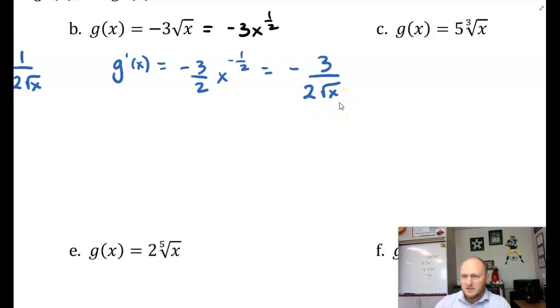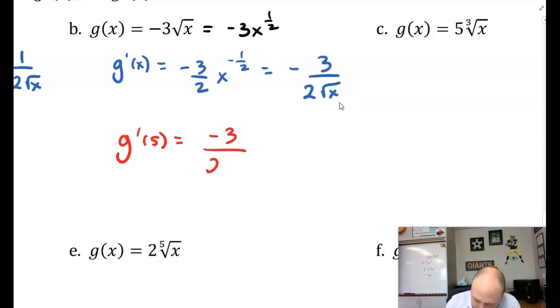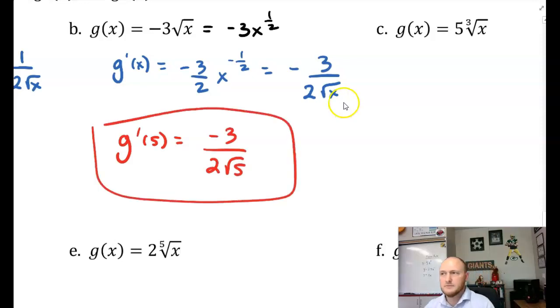Okay, so there is that example, and then now I need g prime of 5. So I'm going to compute negative 3 over 2 times the square root of 5, and we're done. Pretty simple, pretty straightforward.